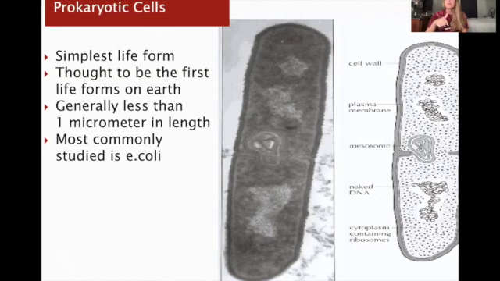These guys are the simplest of all life forms. We think they were the first life forms to develop, and they are tiny. So they're about 1 micrometer in length. We call these the lab rats of science. It is the most studied organism when we look at E. coli because it reproduces quickly, doesn't take a lot to keep it in a lab, and it's got DNA that we can look at very easily.